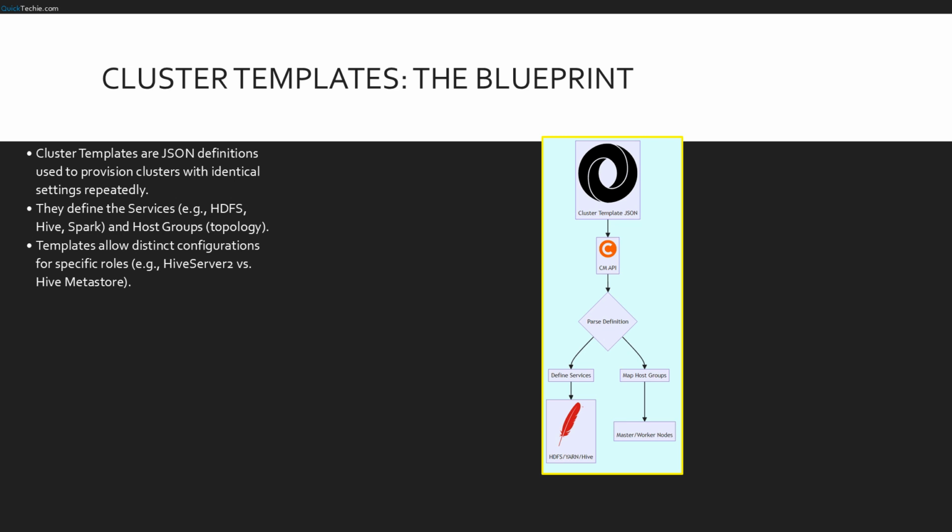This flow shows the provisioning process. It starts with the cluster template JSON file. This is submitted to the Cloudera Manager API. The API parses the definition, splitting it into service definitions like HDFS or Yarn and host group mappings. These instructions are then executed to deploy the actual software services onto the physical or virtual infrastructure nodes.